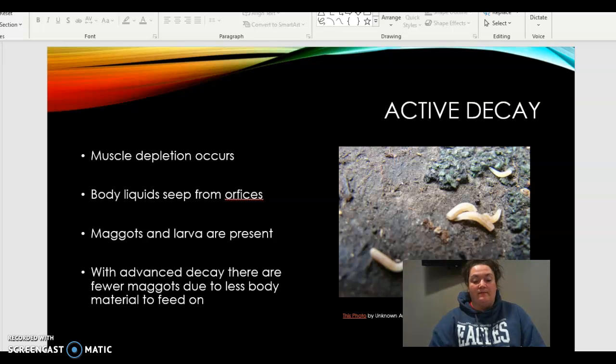The third stage of decomposition is active decay. This is when most of the muscle depletion occurs. In active decay, liquids may seep out of the eyes, nose, mouth, and other bodily orifices. Organs also turn to liquid, however bones and hair remain. We usually see maggots and larvae at this stage. After this, an advanced process of decaying will start. We often know advanced decay because there will be fewer bugs on the cadaver. This is due to the small amount of body material left to feed on.